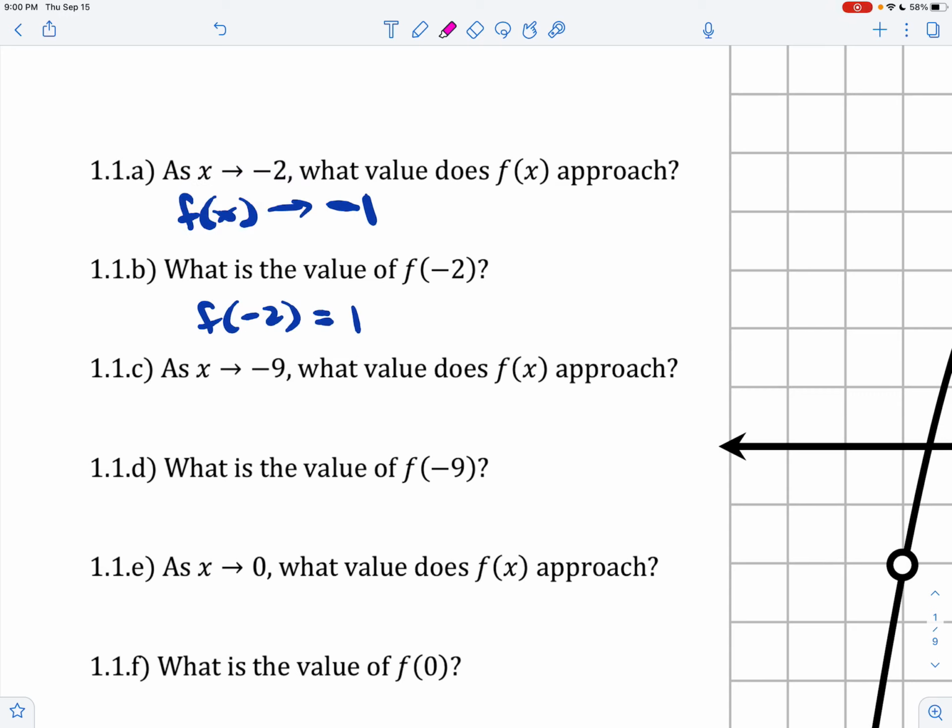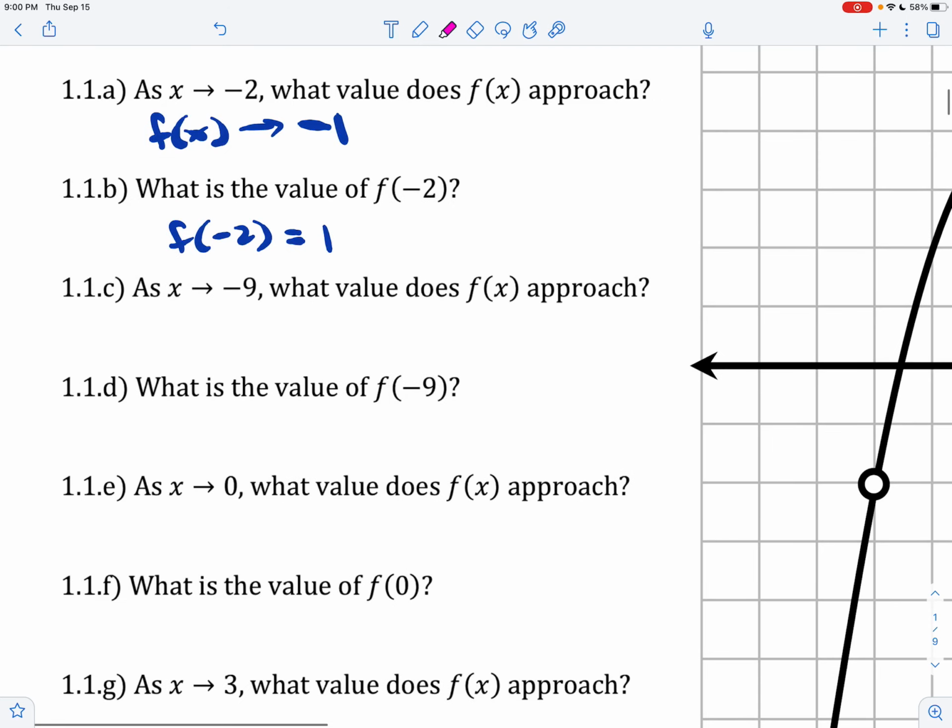Take a moment, look at the other ones on here. Check out what happens as x approaches -9 and see what happens. Pause this video, try them out, resume the video, check your answers.